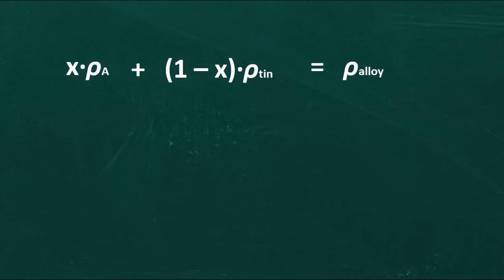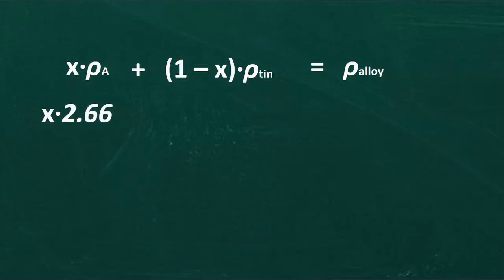The mass of the aluminium will be the volume fraction x multiplied by the density of the aluminium. That symbol there is the Greek symbol rho, which is the symbol that we use for density. So the volume fraction times the density of the aluminium, plus the volume fraction of the tin, which is 1 minus x, times the density of the tin. That must equal the new density of our mixture of the two metals, or the density of the alloy.